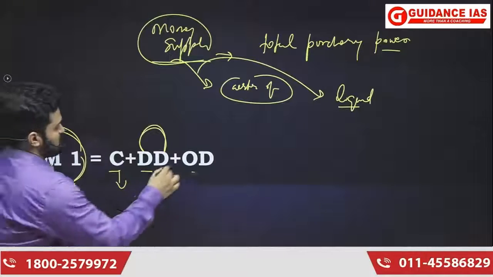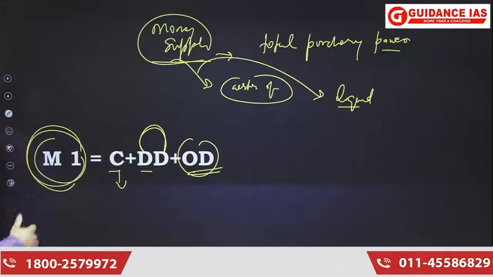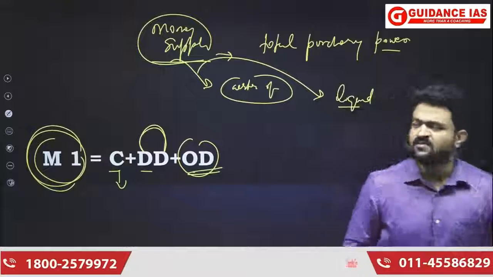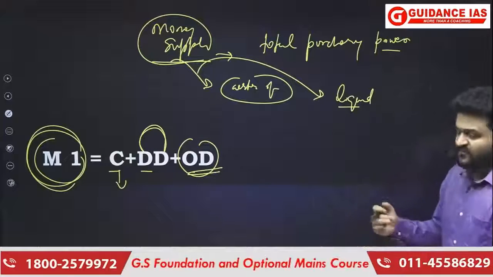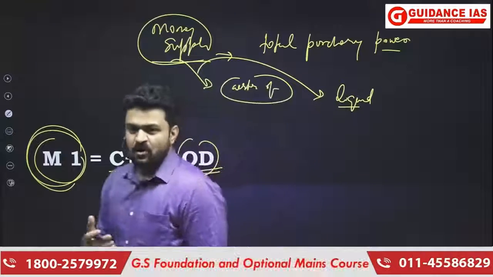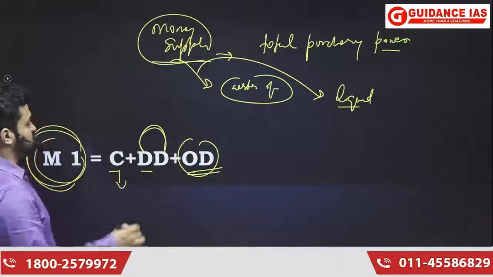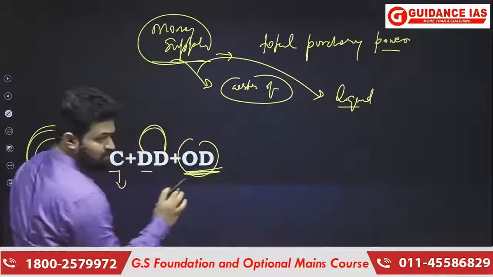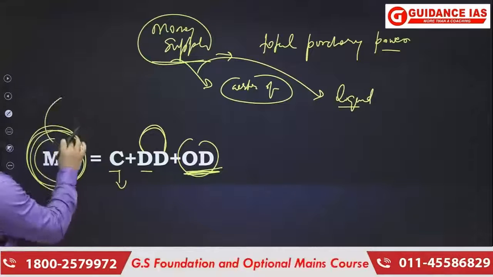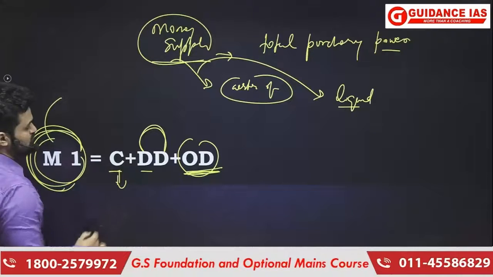And what is OD? OD means other deposits with RBI. Many people, for example, former RBI governors, and many institutions, for example, the IMF and other international financial institutions, and many quasi-governmental bodies maintain reserves or accounts with RBI. So that is something that we call other deposits.